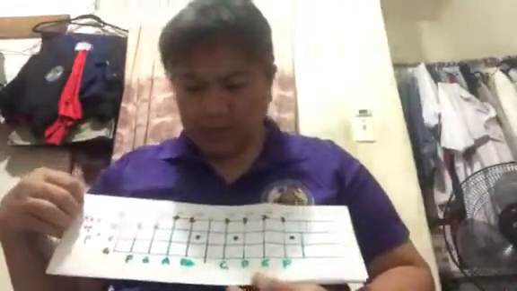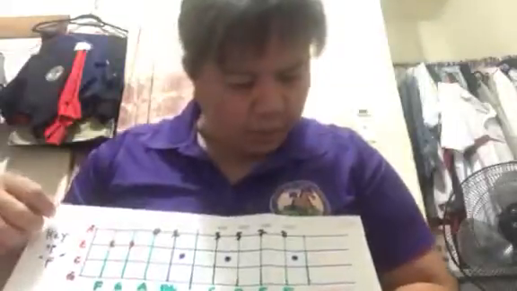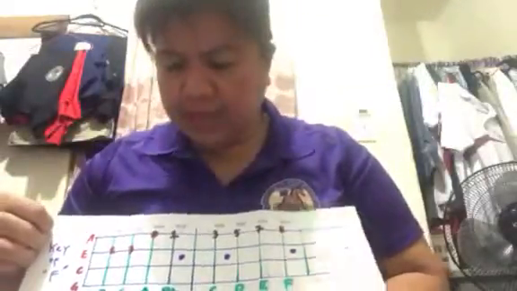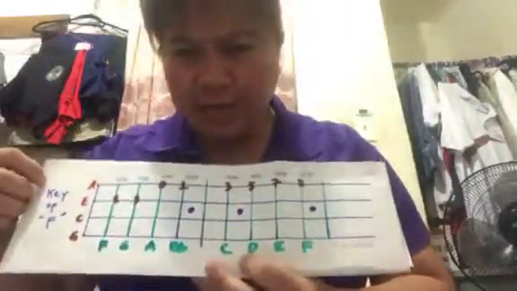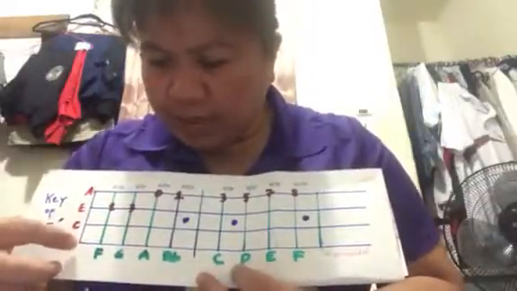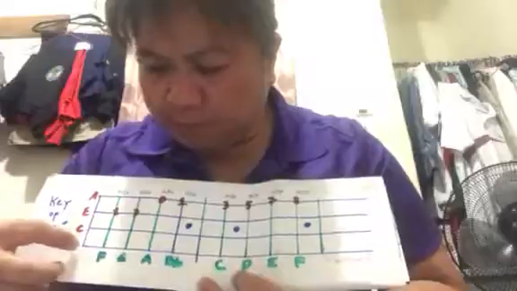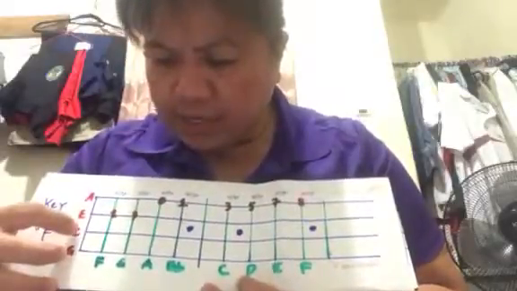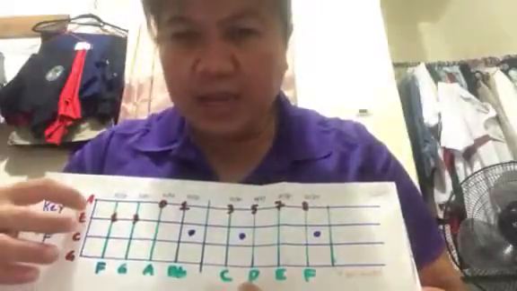Today, I will show you how to play the key of F on the ukulele. As you can see, the blue vertical lines represent the strings of the ukulele. From the bottom, you will see the strings C, G, C, E, and A.